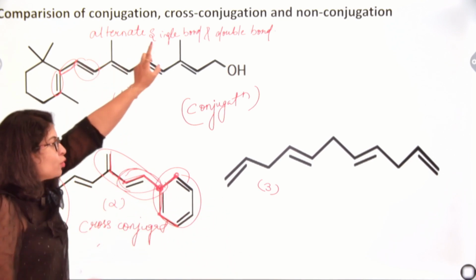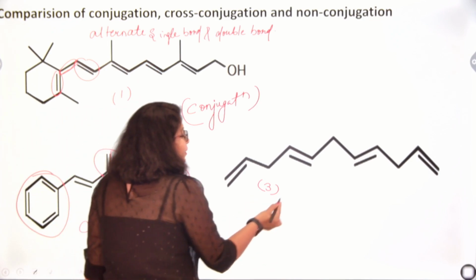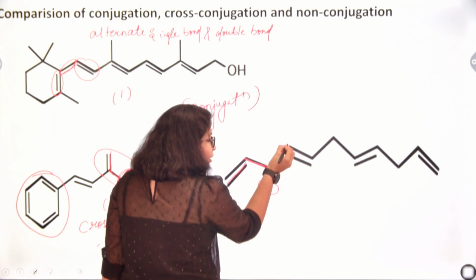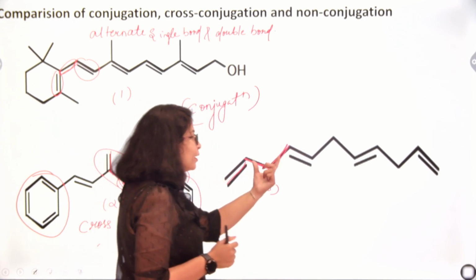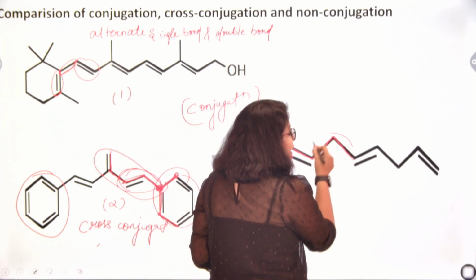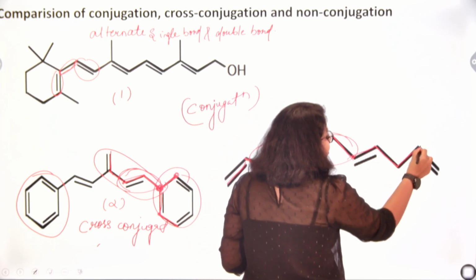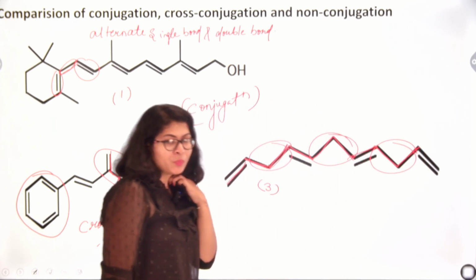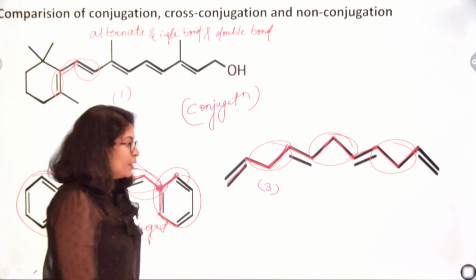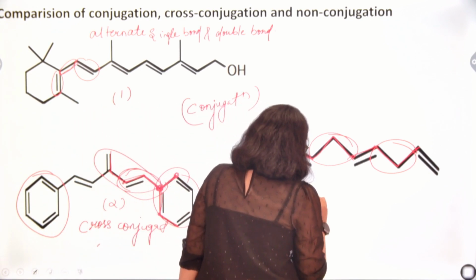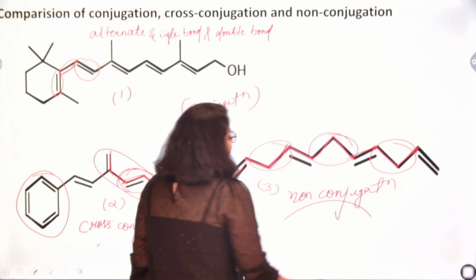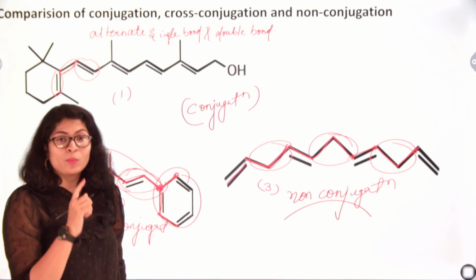Now if I see non-conjugation, pretty simple. Third example, this is double bond, single bond, single bond. There has to be a double bond after a single bond, but it is not there. Here the conjugation is broken down. Again, double bond, single bond, single bond, the conjugation is broken down. So basically this is not a conjugated system at all. It is called non-conjugation.